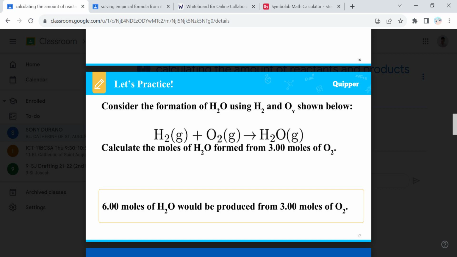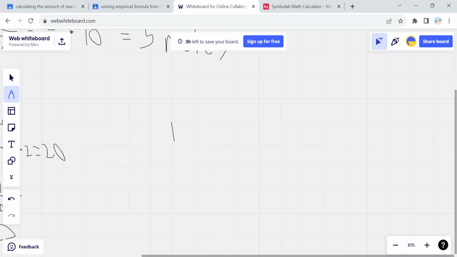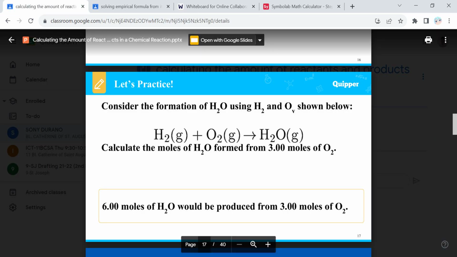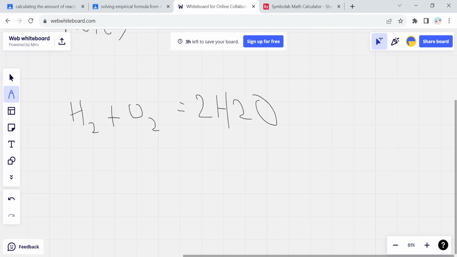So now from the balanced equation, it's telling us that for every 1 mole of O2, we get 2 moles of H2O. Again, imagine that there's 2 here. You know what? I think I'm just going to write it. H2 plus O2 equals 2H2O. Since this is the balanced equation, it's telling us that for every 1 mole of O2, we get 2 moles of H2O.